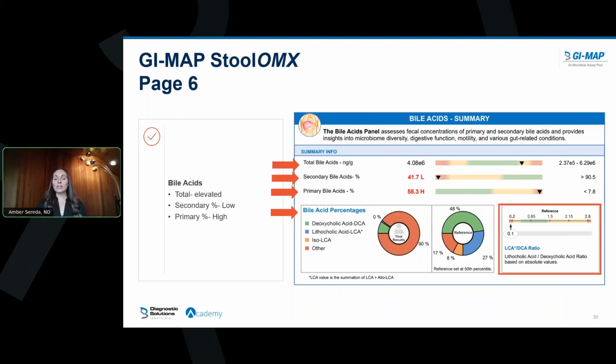Then in the corner here, we see the LCA to DCA ratio. Again, these are two of our prominent secondary bile acids. And what we'll see when we look at the absolute numbers is that DCA looks fine, but LCA is a little bit on the low side. So again, this can indicate some selective impairment in the microbes that are doing the conversion to LCA.